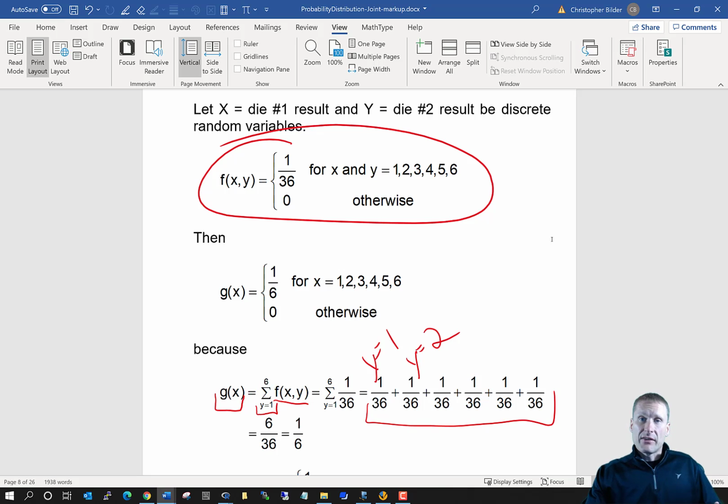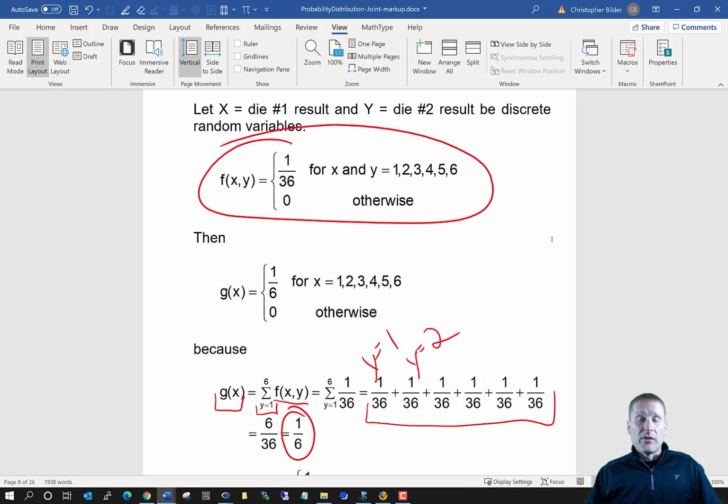And I do that 6 times because y is equal to 1 to 6. And what do I get? Well, you sum those up and you get 1/6. And hopefully that makes some sense to you that the marginal PDF for one die is 1/6. So what that means is the probability of getting a 1 for the first die is 1/6. The probability of getting a 2 for the first die is 1/6, and so on.